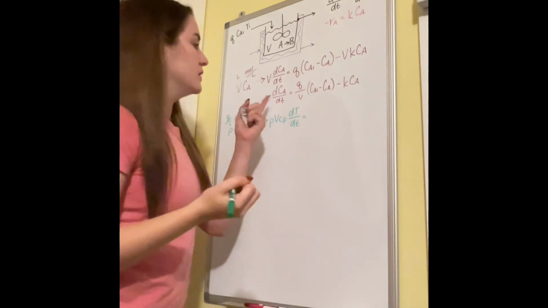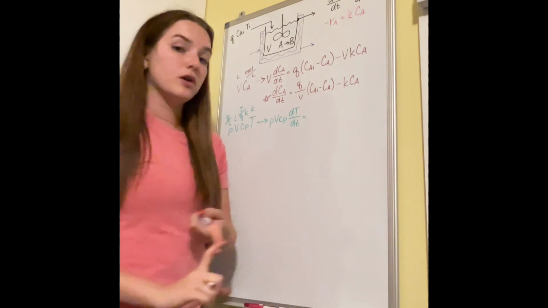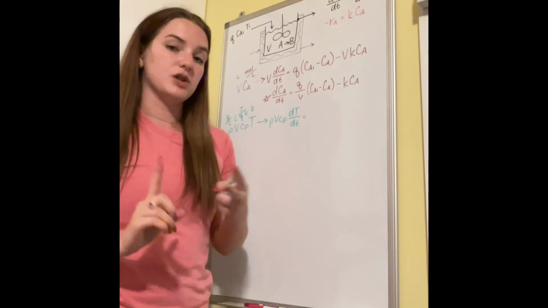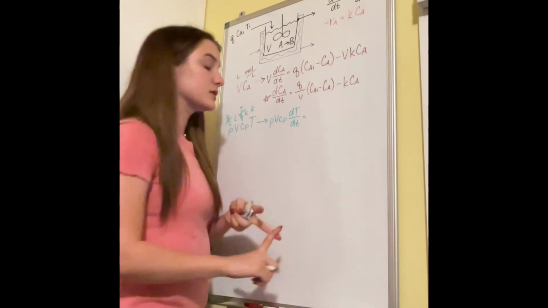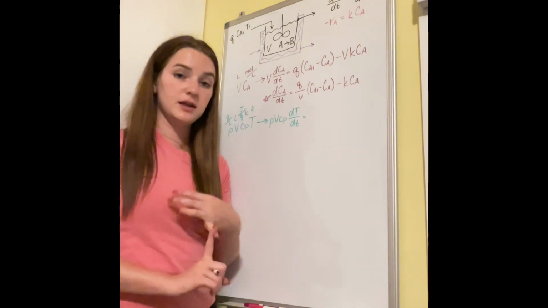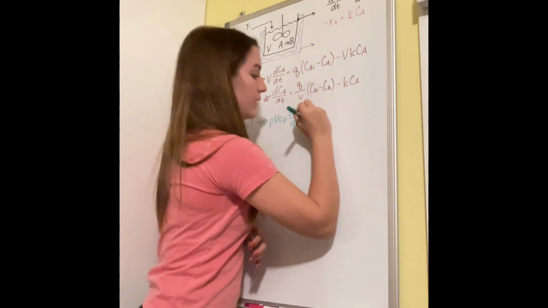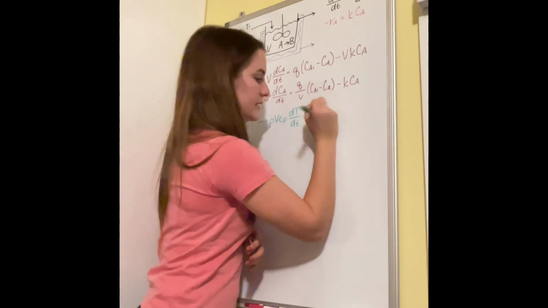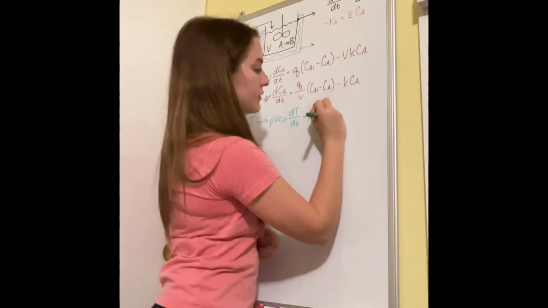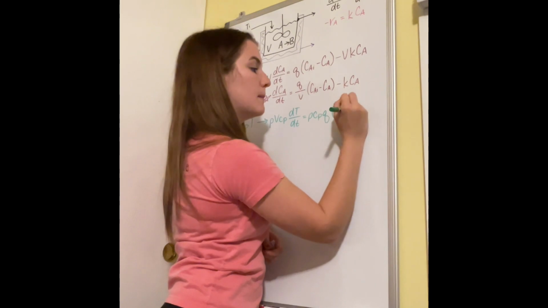And then we're going to do the same thing we did for concentration. So we need to have our flow going in times the change in our temperature. But we also need to have that multiplied by our density and our heat capacity, since we need our units to cancel out. So we're going to have the density times the heat capacity times the flow rate times Tn minus T.